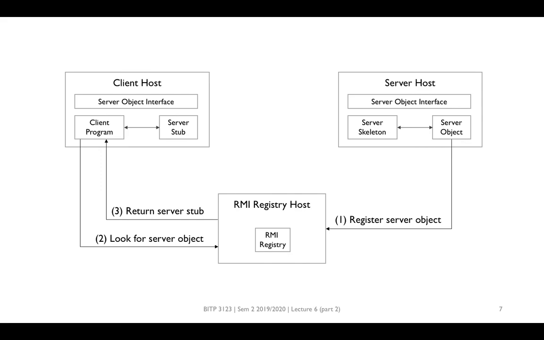When the client invokes a method in the remote object, the communication is established between the server stub and the skeleton stub.